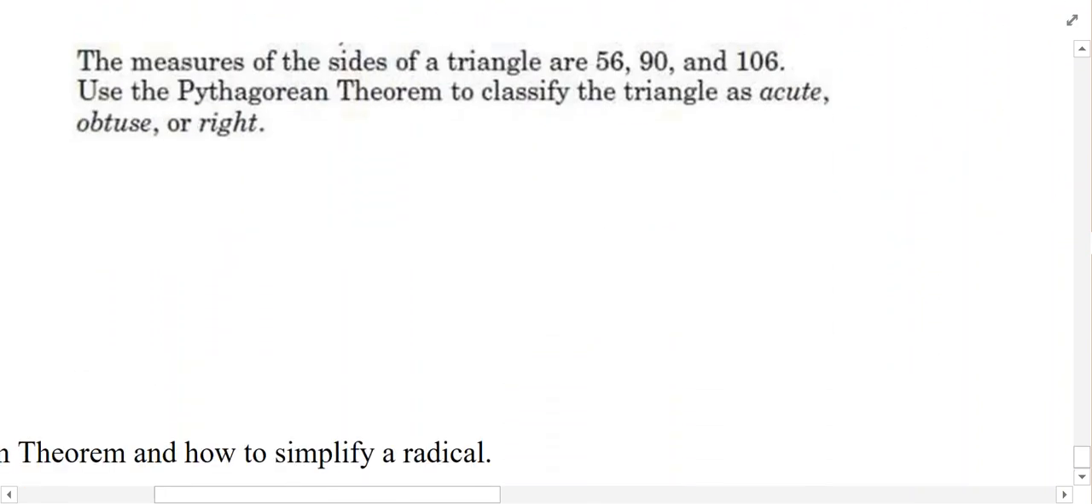Last problem, the measures of the sides of a triangle are 56, 90, and 106. Use the Pythagorean theorem to classify the triangle as acute, obtuse, or right. So remember, it is a right triangle if a squared plus b squared equals c squared. If a squared plus b squared is greater than c squared, then we have obtuse.